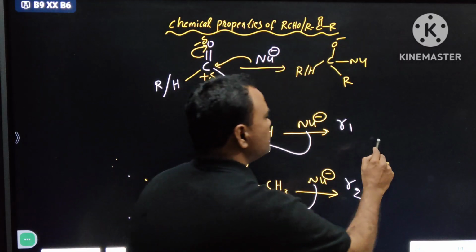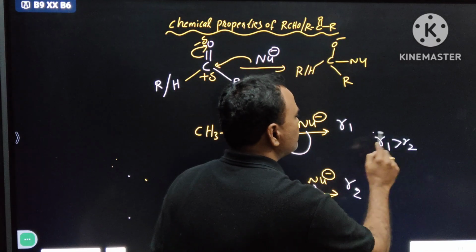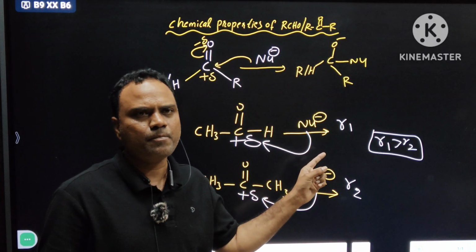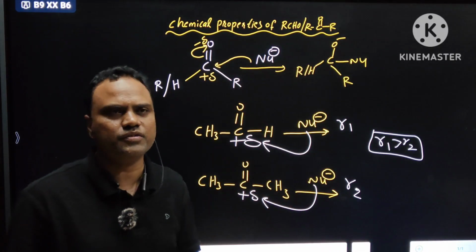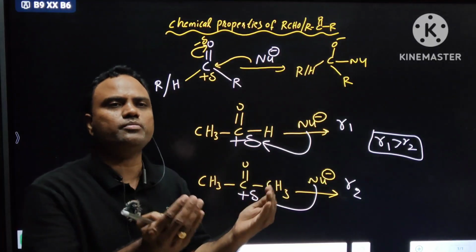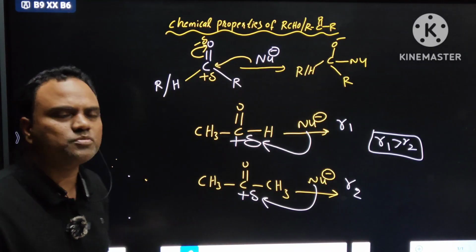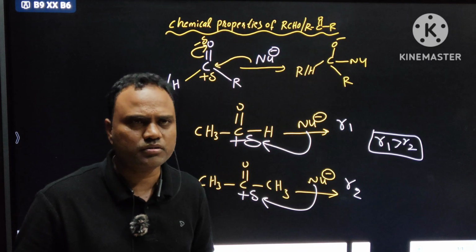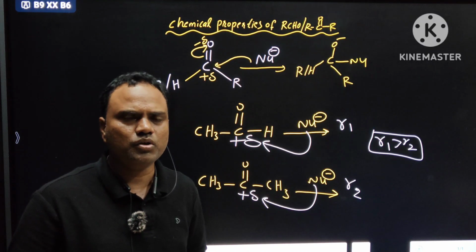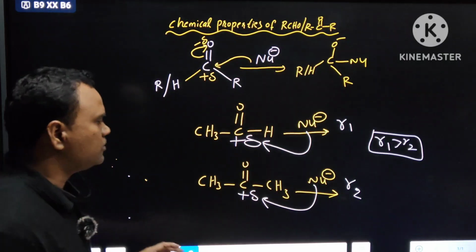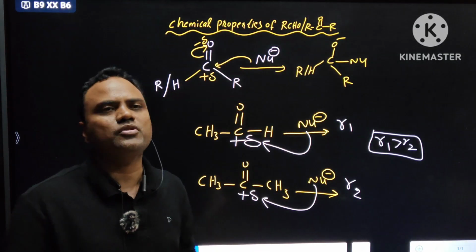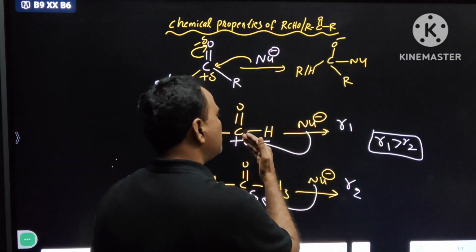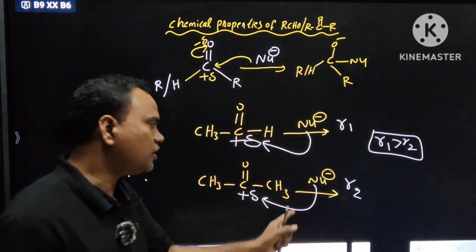So what is the relation here? R1 is greater than R2. Means aldehydes readily react with nucleophile when compared with the ketones. Why? What is the reason for it? Why I wrote a large positive, bigger positive here, and why I wrote a smaller positive here? Clear? Right. Are you getting what I am explaining? Both of you. Okay. See, why I wrote large positive here and small positive here? Why nucleophile attacks easily on aldehyde? Why not on the ketone?